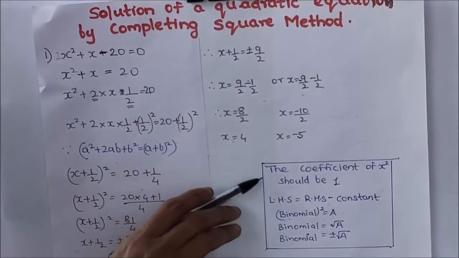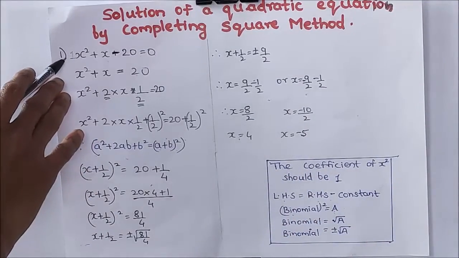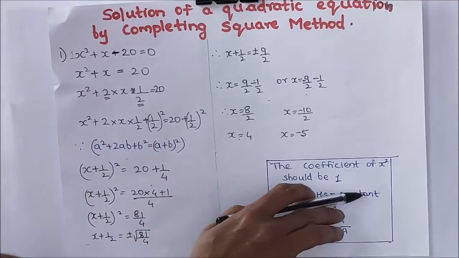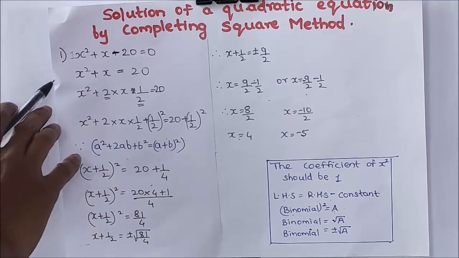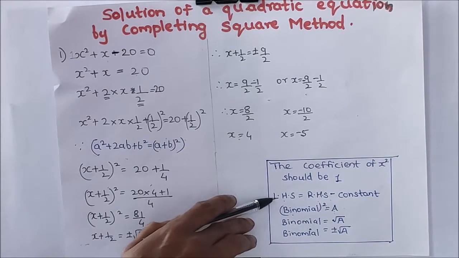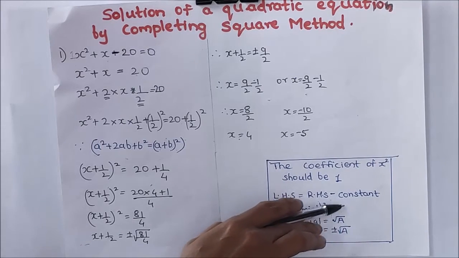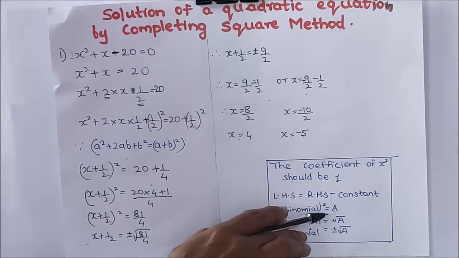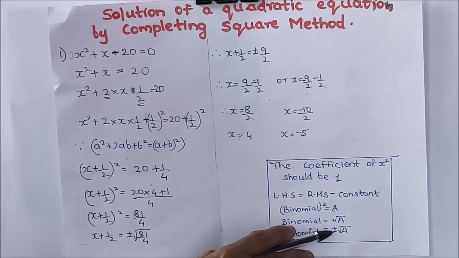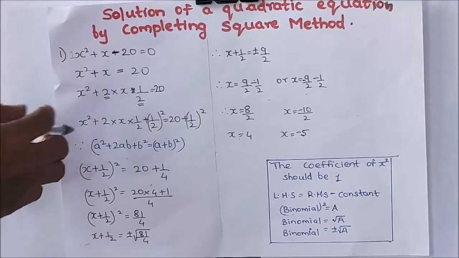First thing is, we have to follow that the coefficient of x square should be 1. So here the coefficient of x square is 1. We have to write in such a way that LHS equals RHS minus constant. We keep LHS as it is and shift the constant to the RHS side. So we have to convert this LHS into binomial square equals constant, which I have written here as a. If we take the square root of this binomial, we get binomial equals plus minus root of a. Just see how we get it while solving the example.